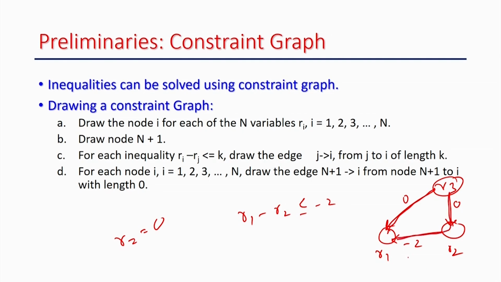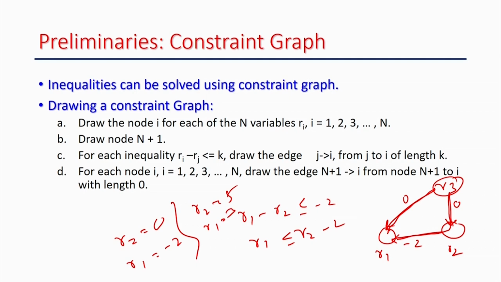So the minimum path is this one. So R1 is minus 2. You can see here that R1 is less than or equal to R2 minus 2. Whatever the value of R2, R1 should be at least 2 less than that. So this is satisfying the constraint. We can have many solutions. For example, R2 equal to 5 and R1 equal to 3 would also satisfy this constraint, but we need one solution that is satisfying this condition.